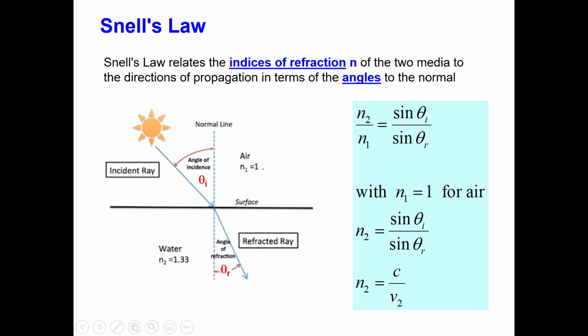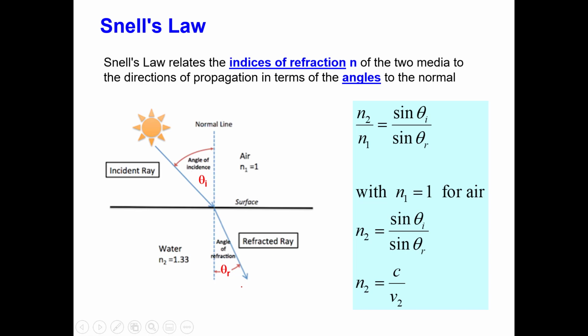Then this is why we had here N1 equals to 1. The second medium is water, and the index of refraction of water is 1.33. This is just an example, to give some idea of values of index of refraction. And we had here the angle of incidence, which is the angle between the normal line and the incident ray. And here we have the angle of refraction, which is the angle between the normal line and the refracted ray.